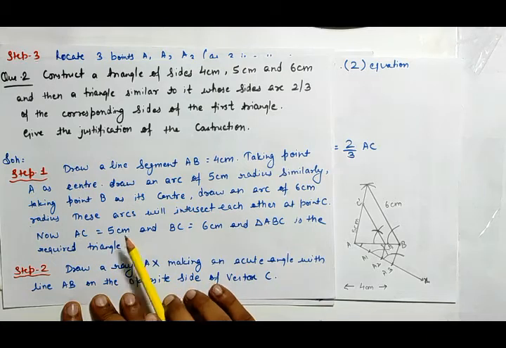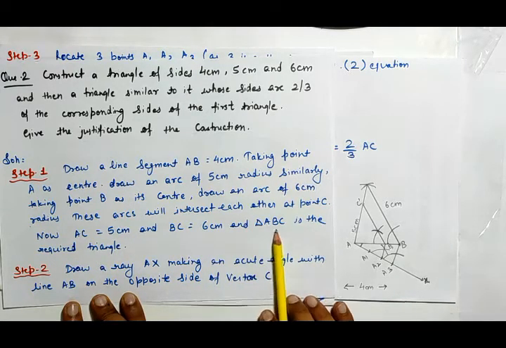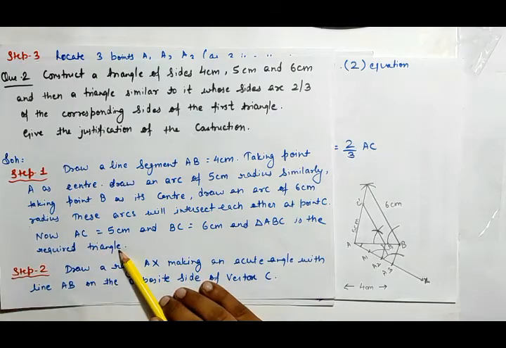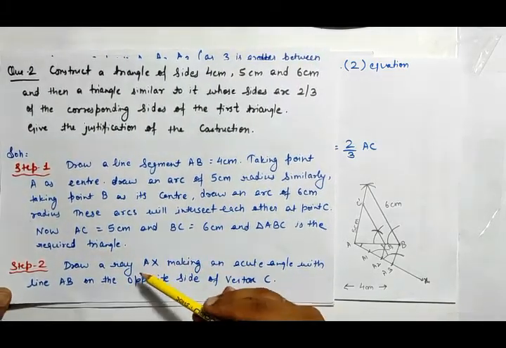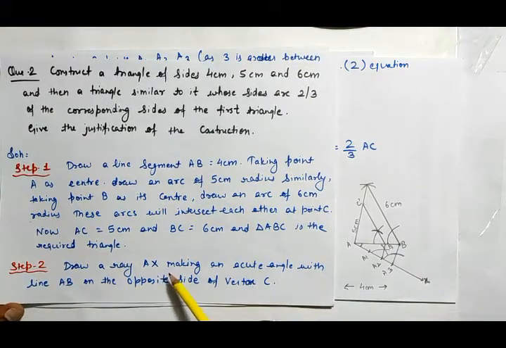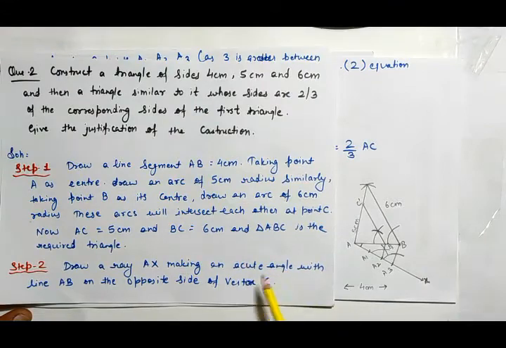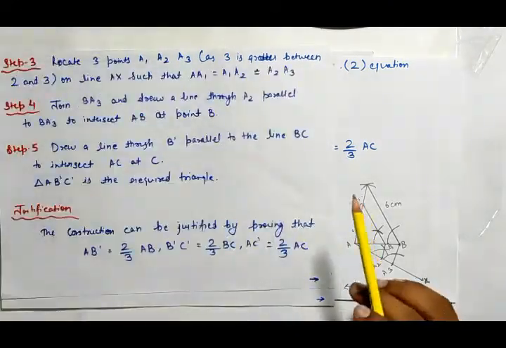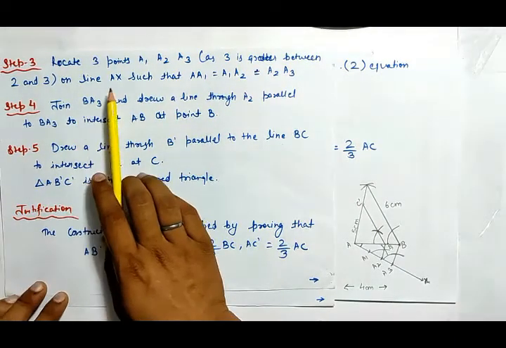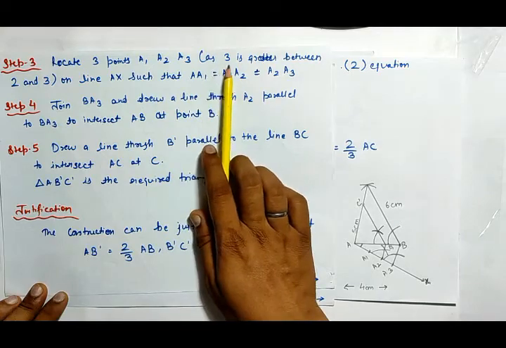Now AC is equal to 5 centimeter and BC is equal to 6 centimeter, and triangle ABC is the required triangle. So now after doing these steps, we are going to step number 2. Step number 2 is draw a ray AX making an acute angle with line AB in the opposite side of vertex C.